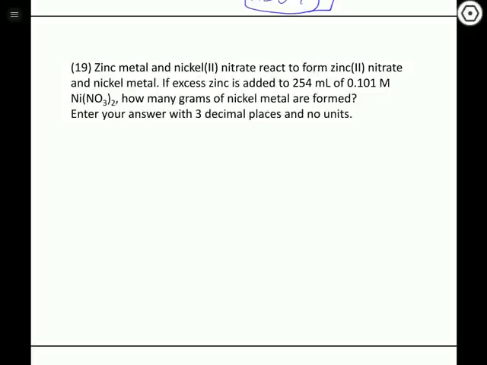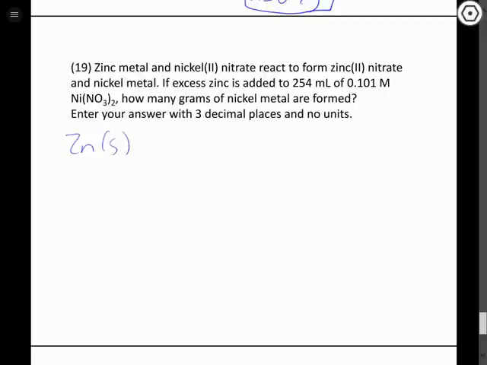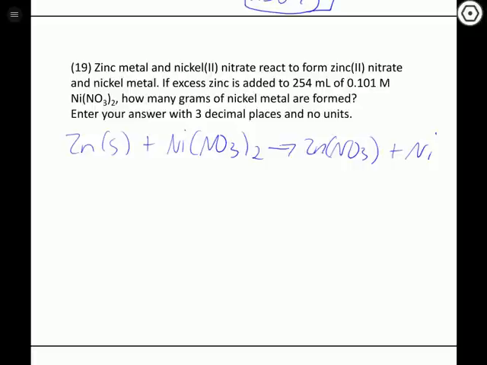All right, zinc metal and nickel nitrate react to form zinc nitrate and nickel metal. So this is the balanced reaction, 1 to 1 to 1 to 1. So we balance it out, and we don't need any coefficients in this. If excess zinc metal is added to this solution of nickel nitrate, how many grams of nickel are formed?